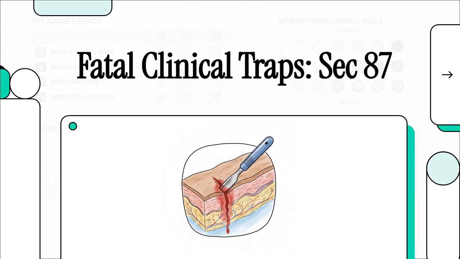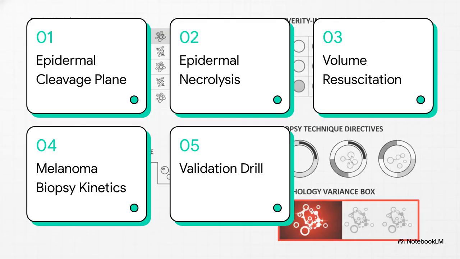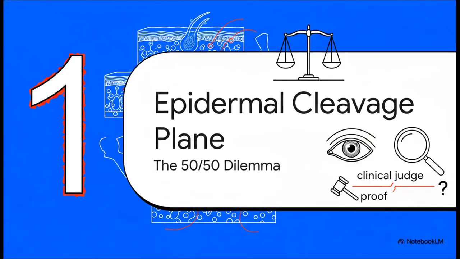We're going to look strictly at the data, the pathology, and the exact maneuvers you need when you're face-to-face with a failing epidermal barrier or a suspected malignancy. Let's go. Here's our structural playbook for today. We'll cover Module 1 on the epidermal cleavage plane, Module 2 on epidermal necrolysis exfoliative profiles, a hidden executional pearl on volume resuscitation, move into Module 3 on melanocytic malignancy kinetics, and wrap it all up with a mandatory clinical validation drill.